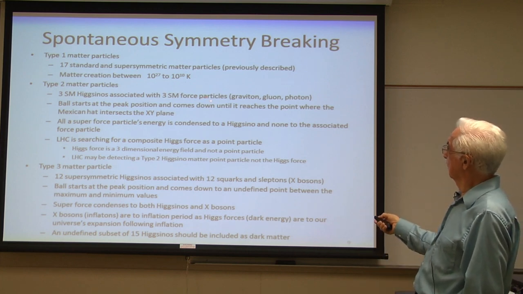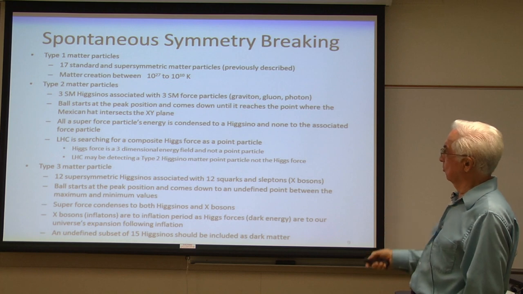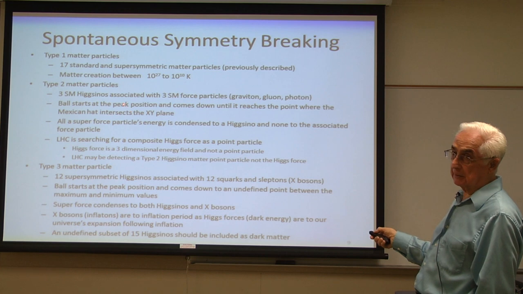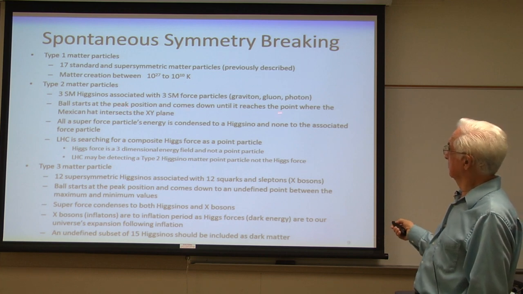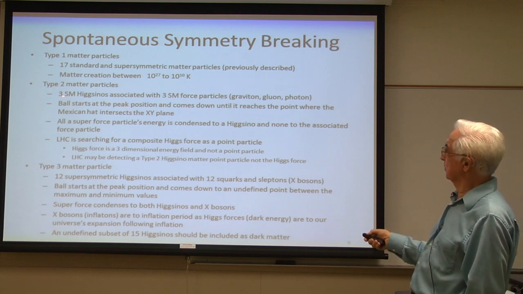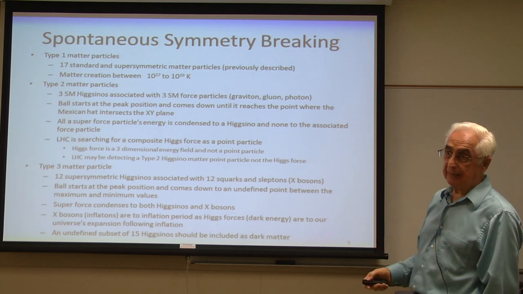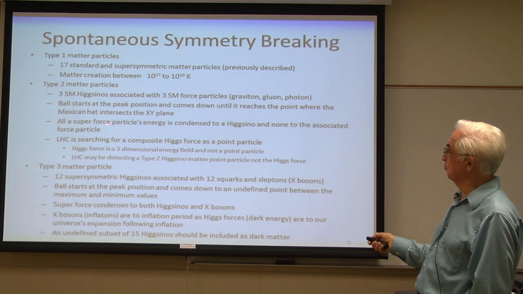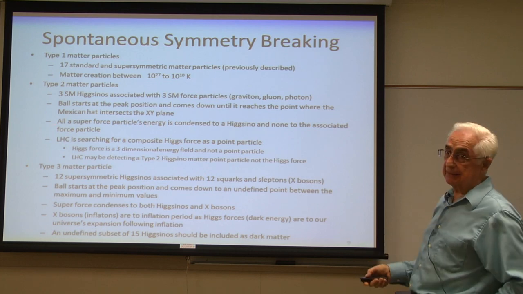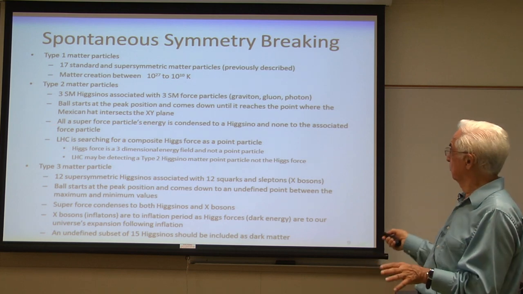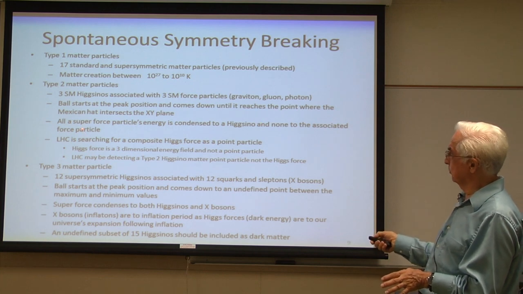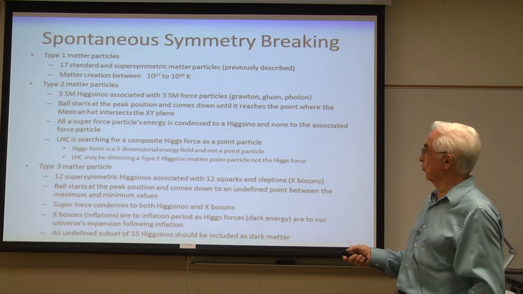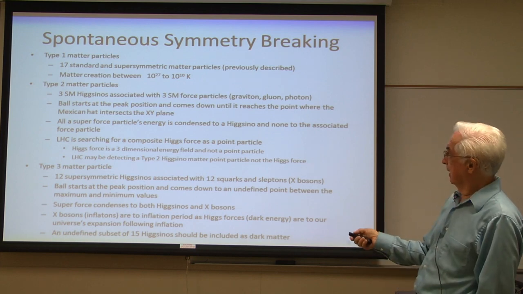The second type of matter particle are the three standard model Higgsinos, which are associated with three standard model force particles, such as the graviton, the gluon, and the photon. What happens there is the ball starts at the peak position, and it comes down until it reaches a point where the Mexican hat intersects the XY plane. The description of that is all a superforce particle's energy is condensed to a Higgsino matter particle, and none to the associated force particle, because the graviton, the gluon, and the photon each have zero energy mass.